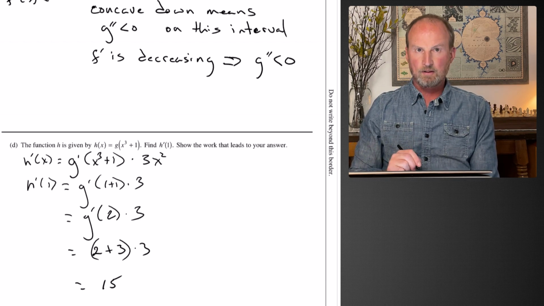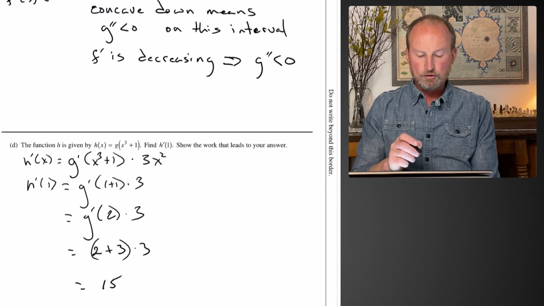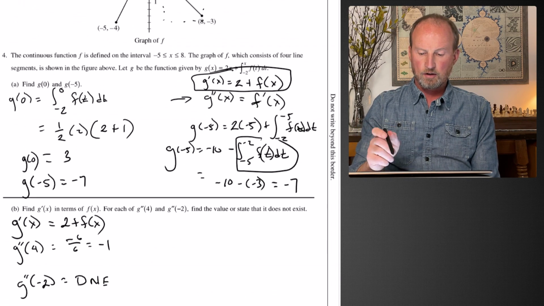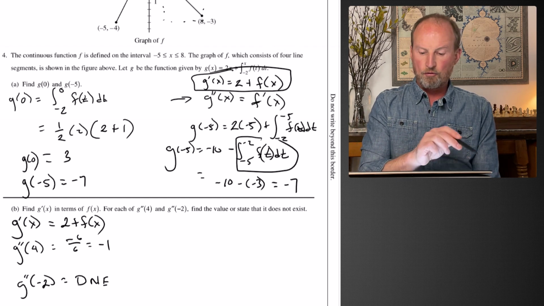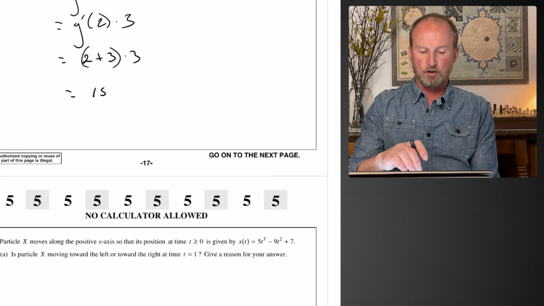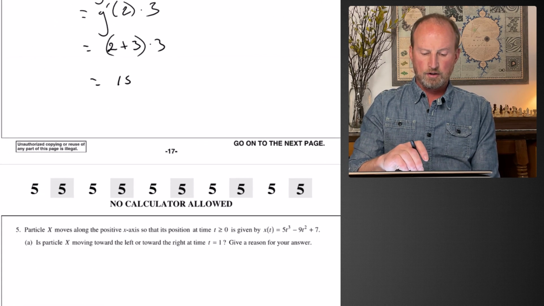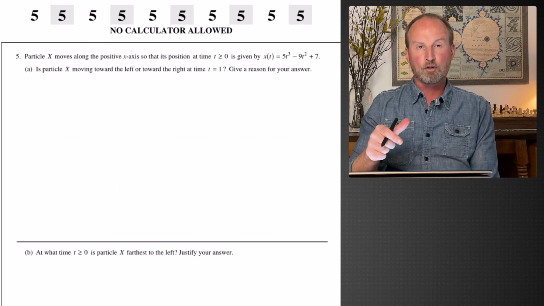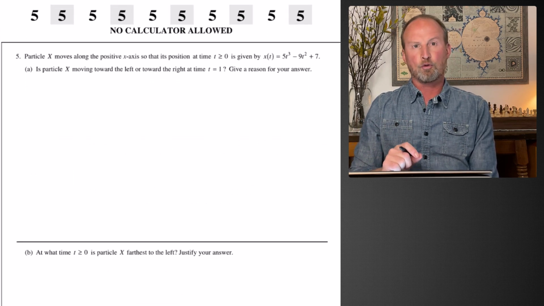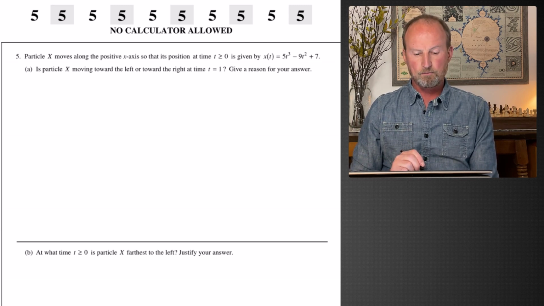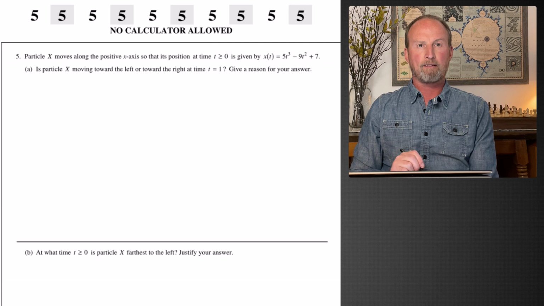Okay? Super important. Notice how many times we use this idea right here. Almost every problem. Super important that you can transfer a function in terms of an integral into a derivative, into a second derivative, and that kind of stuff. Okay, question 5.